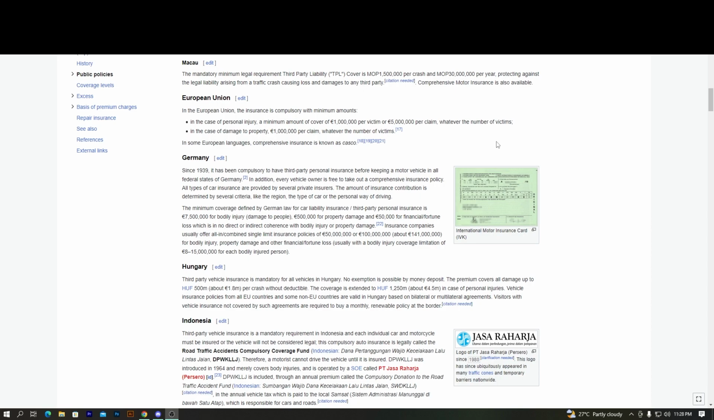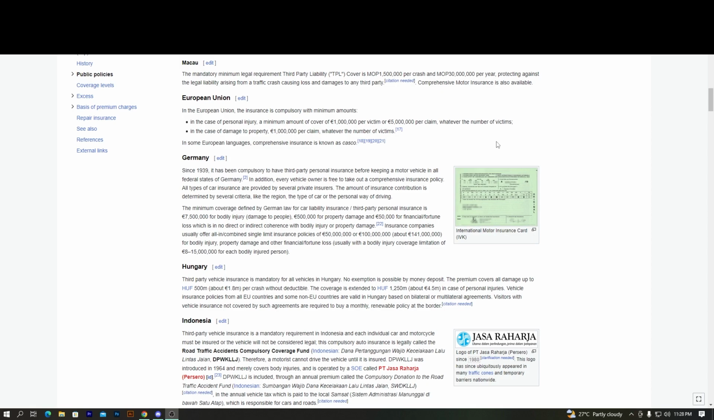The minimum coverage defined by German law for car liability insurance, third party personal insurance, is 7,500,000 pounds for bodily injury, 500,000 pounds for property damage, and 50,000 for financial loss, which is not a direct or indirect consequence of bodily injury or property damage. Insurance companies usually offer combined single limit insurance policies.